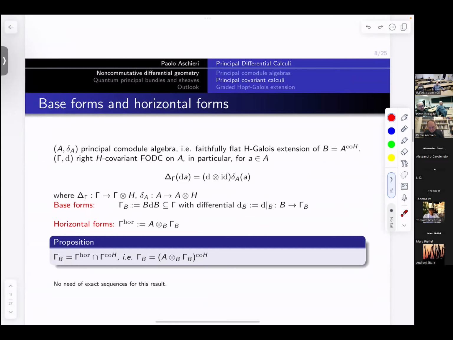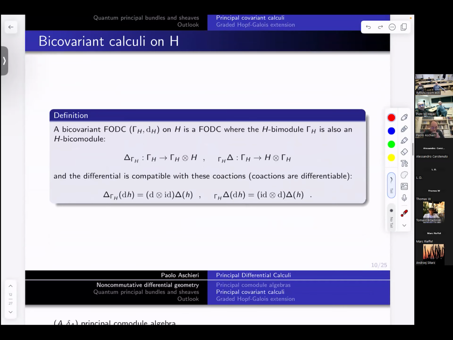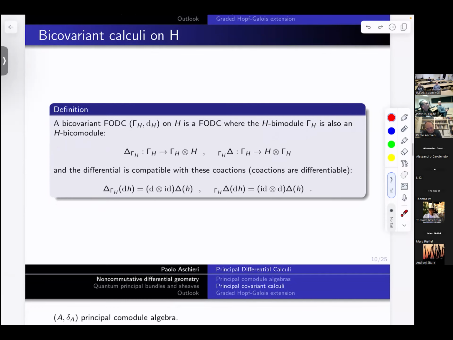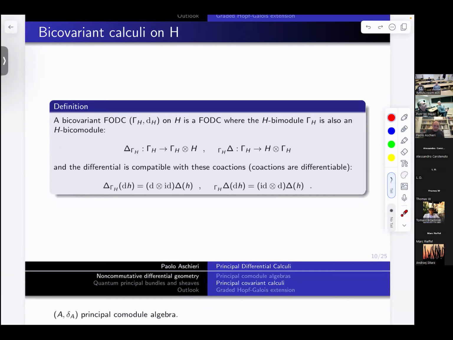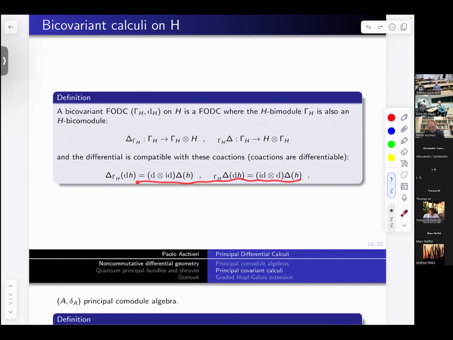Okay, so we have already seen two actors, the calculus on B, the calculus on A, and we are left with the calculus on H. A natural calculus on H one could consider is a bicovariant calculus, meaning that the module of one-forms, besides being an H-bimodule, is also an H-bicomodule in a compatible way. And moreover, we are also asking the calculus to be compatible with this so-called bicovariant bimodule by Woronowicz, or Hopf module. And the compatibility is again a request of differentiability of the coproduct, if you want.